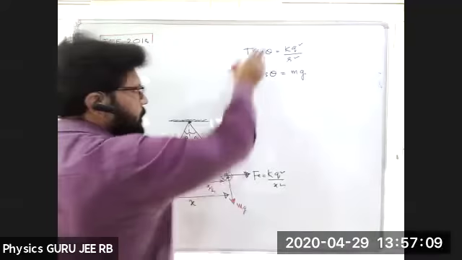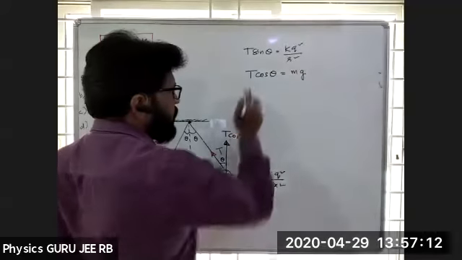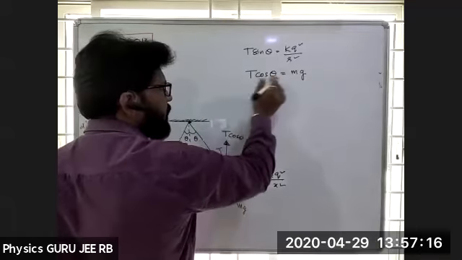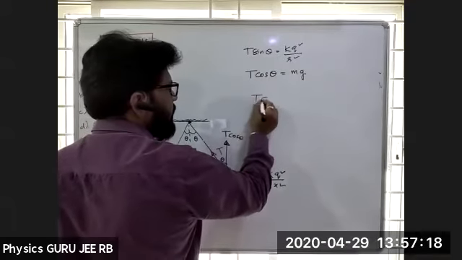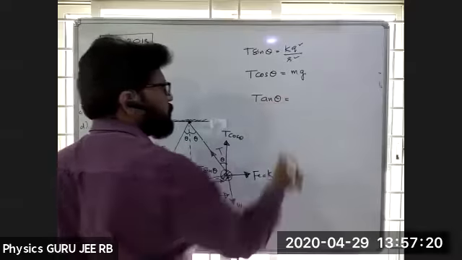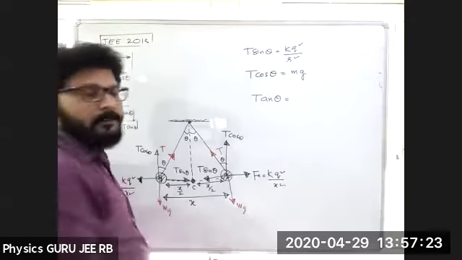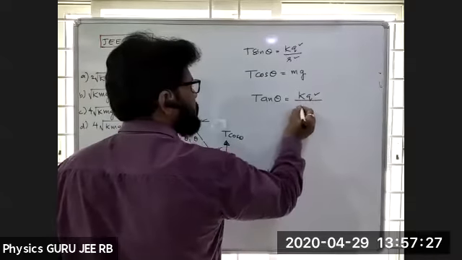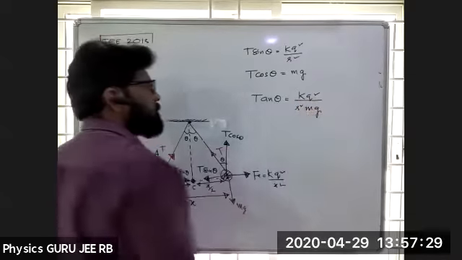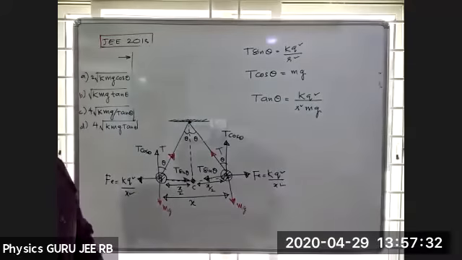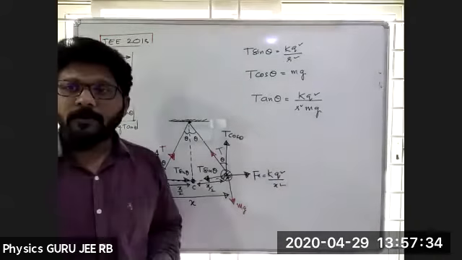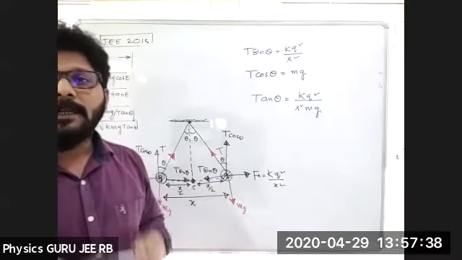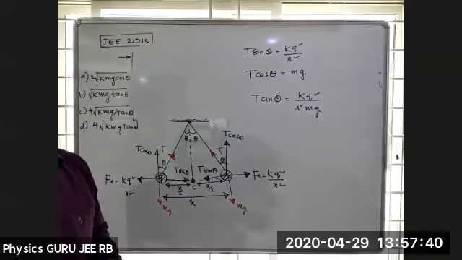If I divide both, T sin theta by T cos theta, we will get tan theta equals kq square divided by r square into mg. Is it clear till this point, all of you? What is being asked? The potential at this point. We want the potential at that particular point.